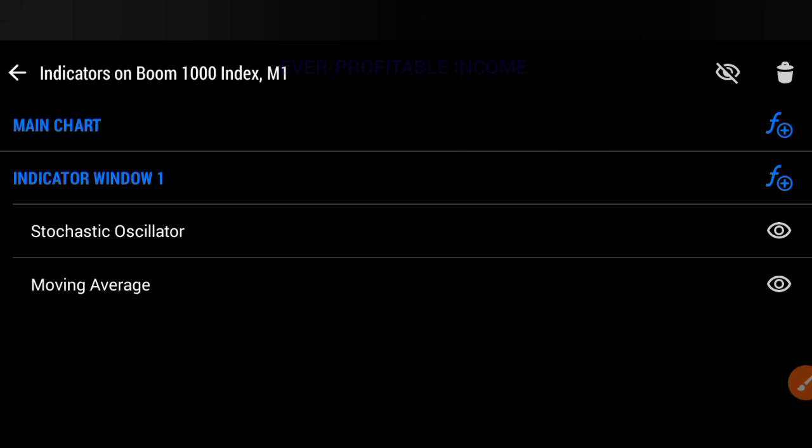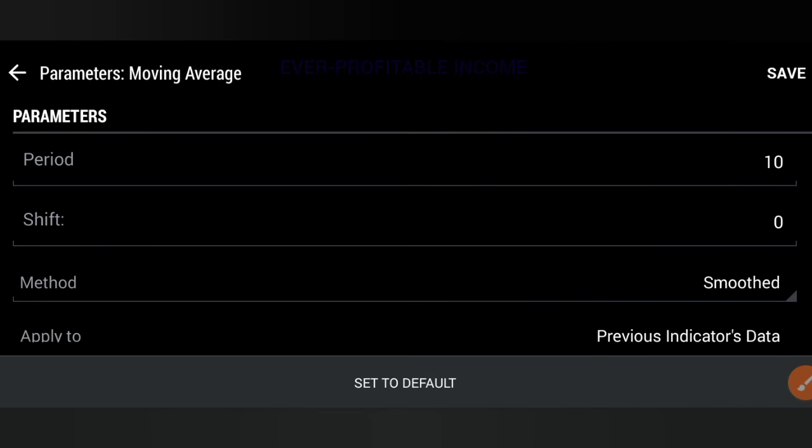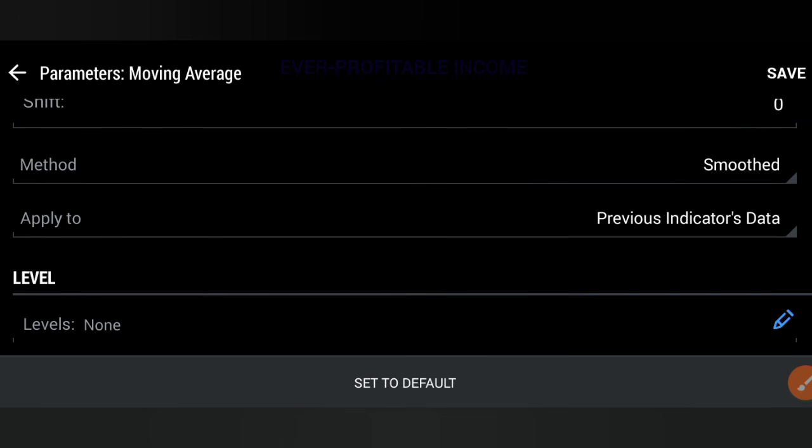The next indicator is the moving average. Let's check out the setting. So this is the setting of the moving average. You can take a screenshot of it. The period is 10, the shift is 0, the method is smoothed and applied to previous indicators. That is, it should be applied to the stochastic oscillator data. This will make it not move when you move your screen. When you move your screen from left to right, it's not going to leave the level. It will not leave level 10 or level 80. It's going to stay fixed. So apply it to previous indicator's data.